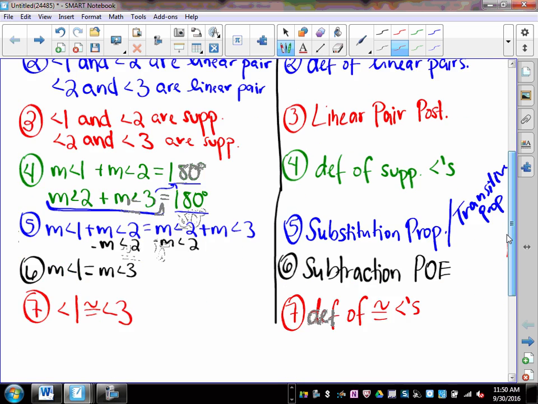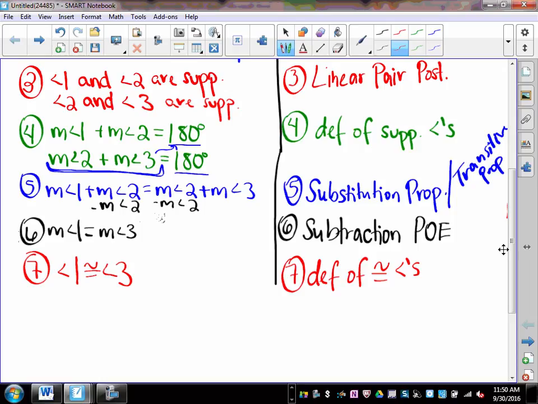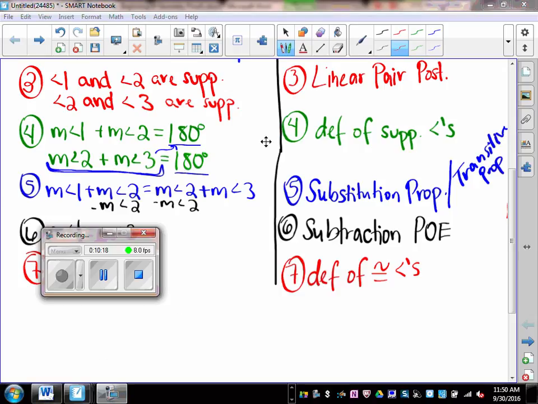Alright, they are the same. So we got our proof. Good. So you've just proved the vertical angles theorem, which is so important for geometry.